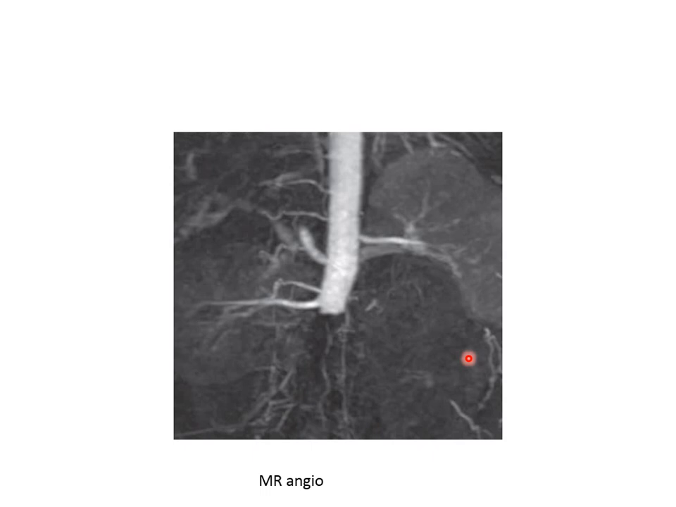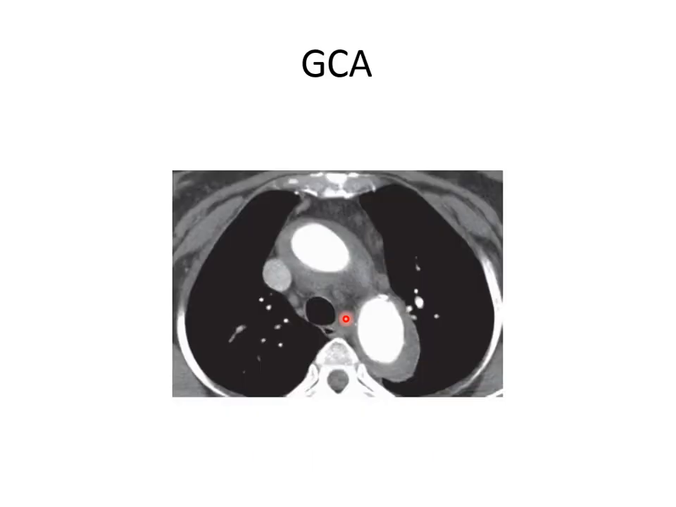this is another MR angio to see how the degree of affection of the aorta could cause narrowing or occlusion of the abdominal aorta. So Takayasu is mainly large vessel disease affection.